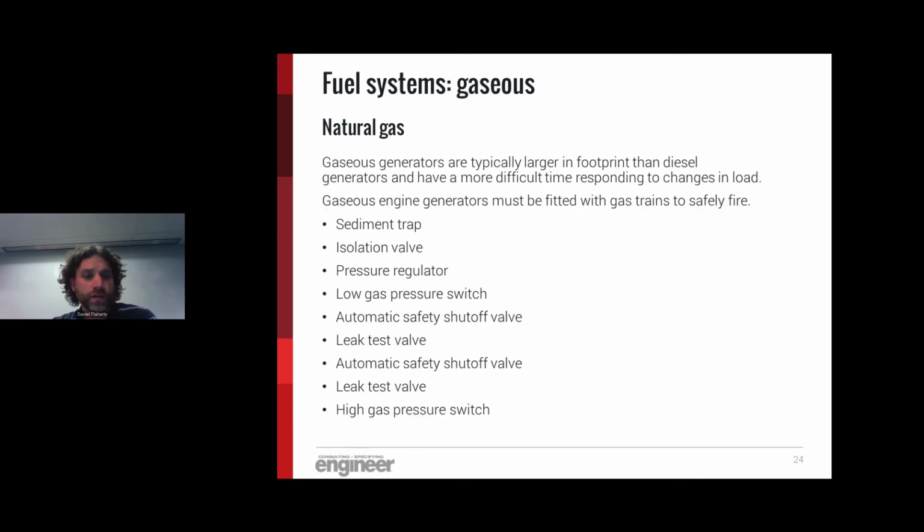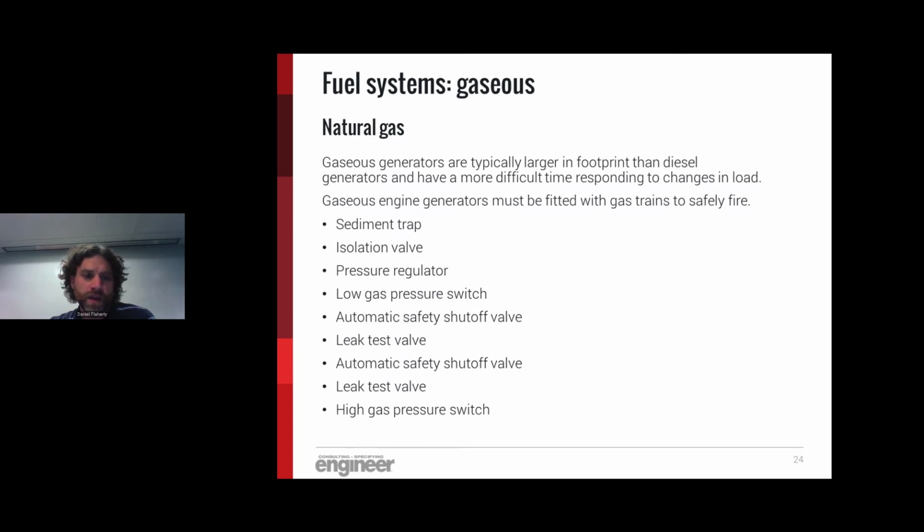Now getting into some other systems, some gaseous fuel systems. Natural gas is probably the most popular fuel system for a commercial generator. These generators are typically larger in footprint than a diesel generator for the amount of power that they output. However, they have a more difficult time responding to changes in load.